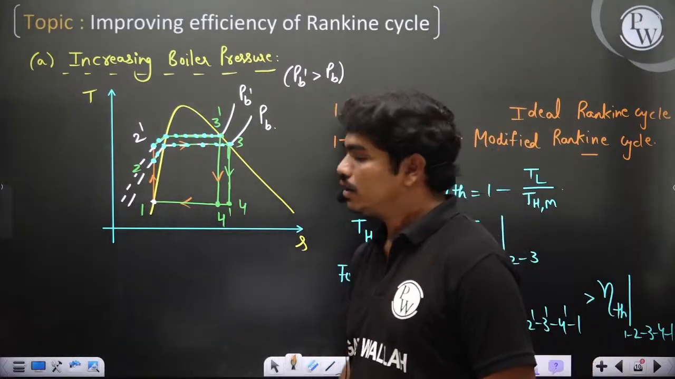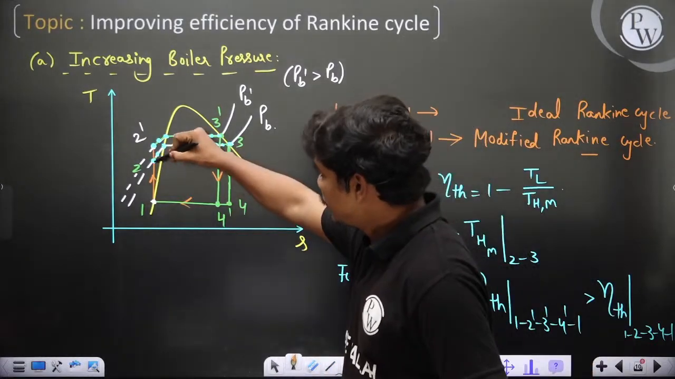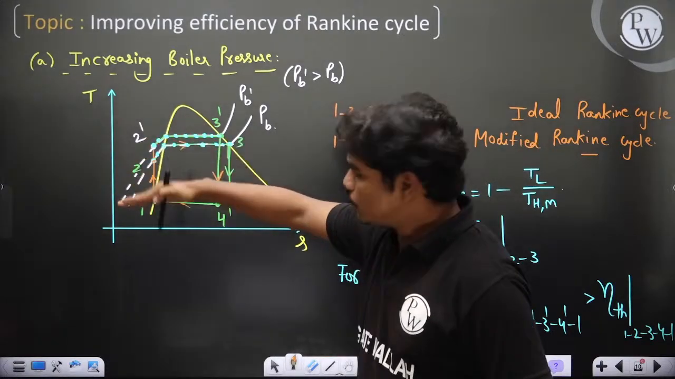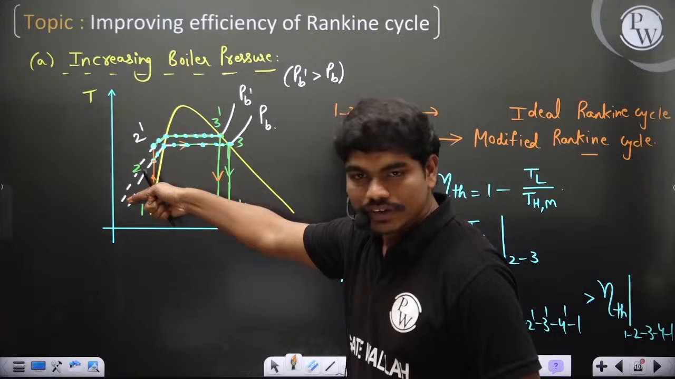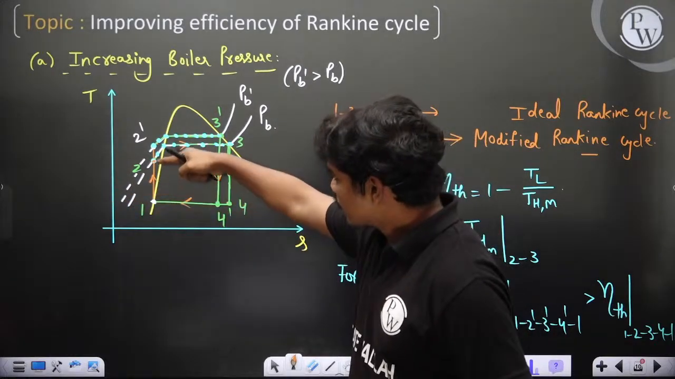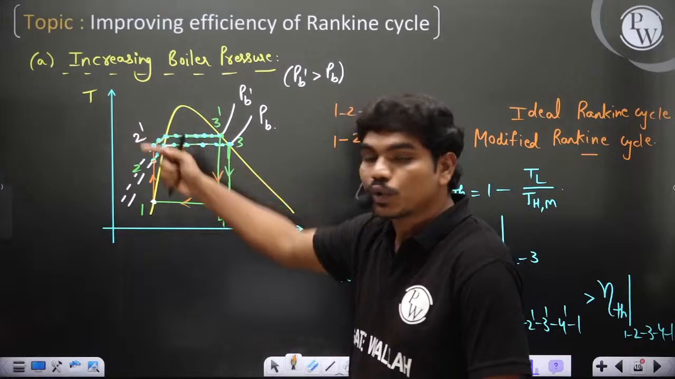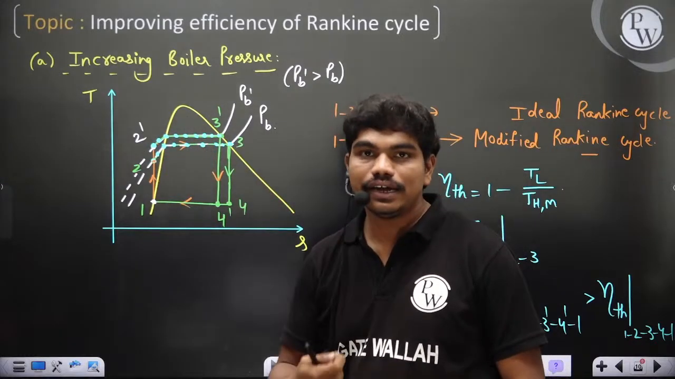Point number 1, as I told you, your compression pressure ratio will actually increase. Okay, it is practically difficult to compress liquids. Normally we use pumps. So compressing 1 to 2 is easy as compared to compressing 1 to 2 dash. Okay, so again pressure will increase.